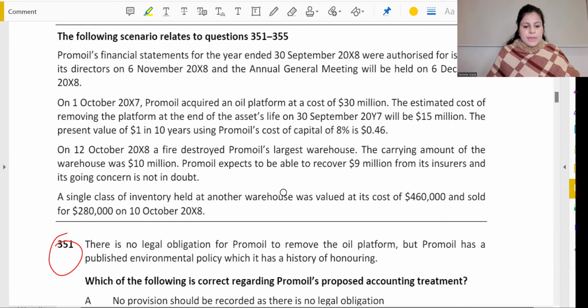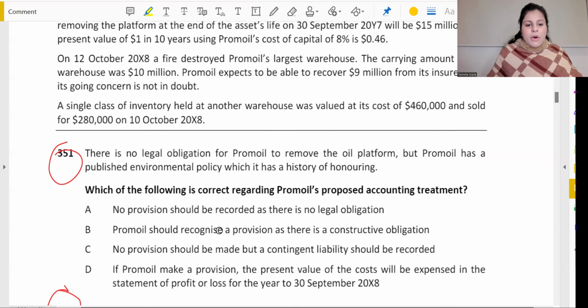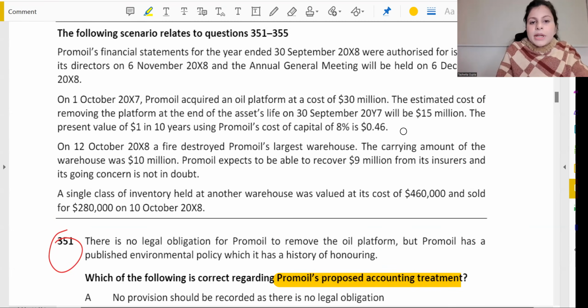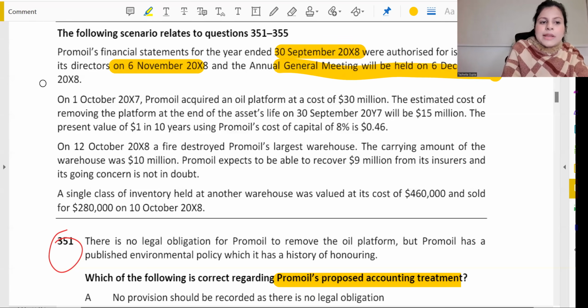351 onwards. Okay, so what are they asking me over here? Let's read it together. First of all, they are saying which of the following is correct regarding Promoil Company's proposed accounting treatment? What is this Promoil Company? Let's read it out. Let's have a background. Promoil financial statements for the year ended 30 September were authorized for issue by its director on 6 November, and the annual general meeting will be held on 6 December.